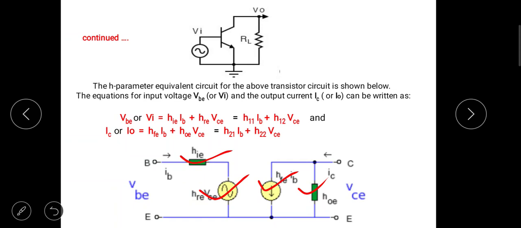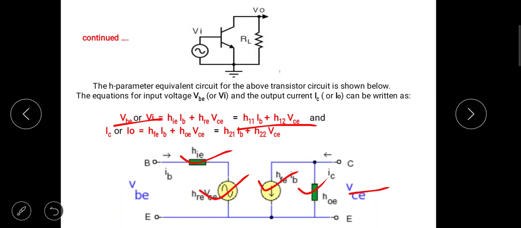Now one more thing here, the equation for input voltage is written like this: HIE into IB plus HRE into VCE. Here VCE is output voltage. Now the same equation can be written in terms of hybrid parameters like H11 into IB, where IB is input current, plus H12 into VCE. As we have discussed, VCE is the output voltage.